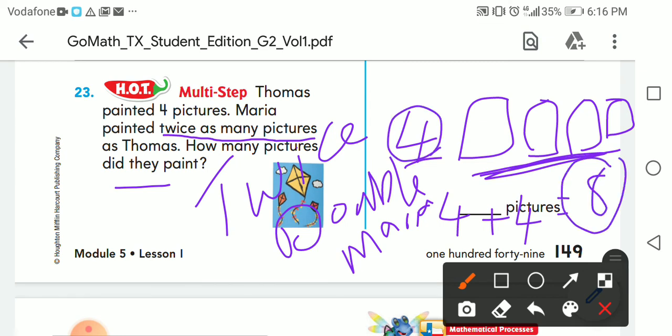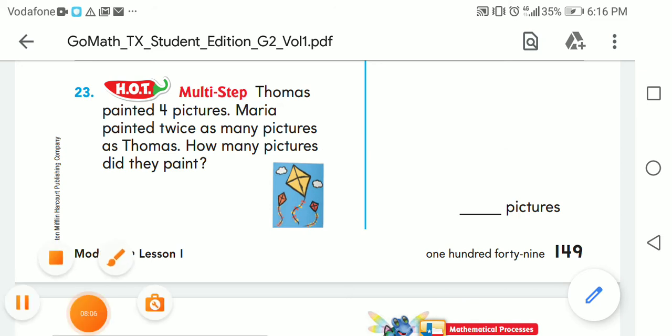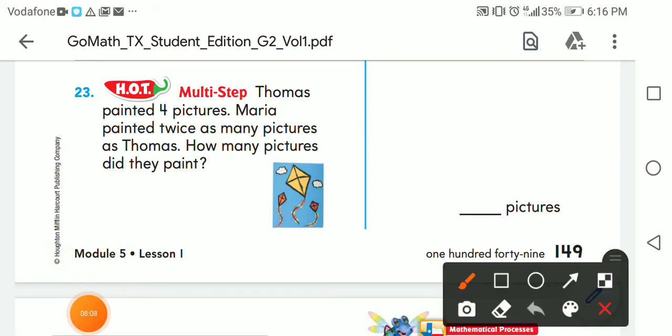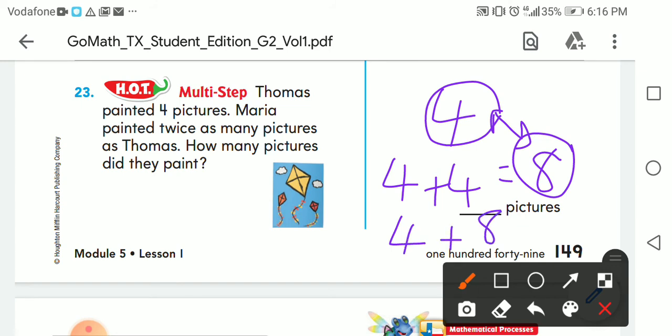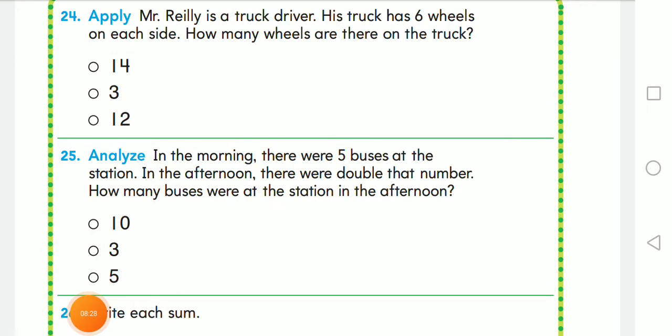So, again, step by step. Here I have Thomas, 4. Maria, double. Double means 4 plus 4 equal 8. So the total of both of them, 8 plus 4, after 8, 9, 10, 11, 12.